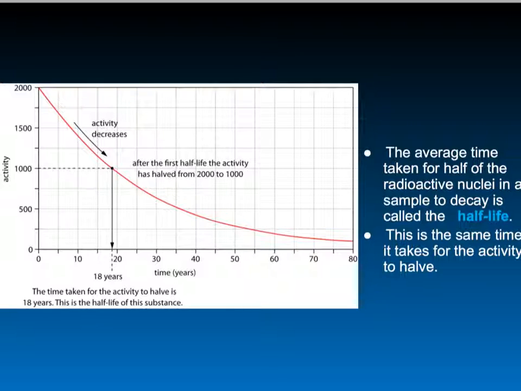If we were to halve the activity again to 500, draw a line across to where it meets the curve and down, you should see that it's taken another 18 years to reduce by half again. We can also reduce that by half again, so go from 500 to 250, draw your line across, and then down to the curve. We should see that it should have taken another 18 years to halve again. So in this example, 3 half-lives is a total of 54 years.